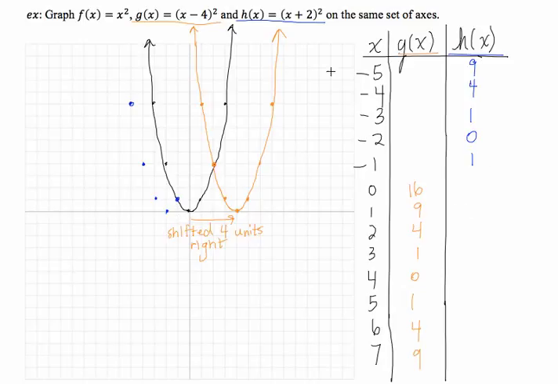Plug in 0 here, we get 2 squared, that's 4. If we plug in 1, we'll get 9. If we plug in 2, we're going to get 16, which is off the graph, so we'll just go with this. So here's a rough sketch graph of h of x is equal to (x plus 2) all squared. And you can see that did, in fact, shift the original graph of x squared 2 units to the left.